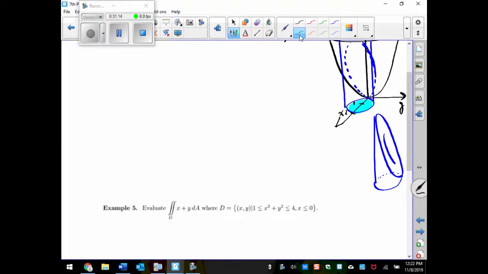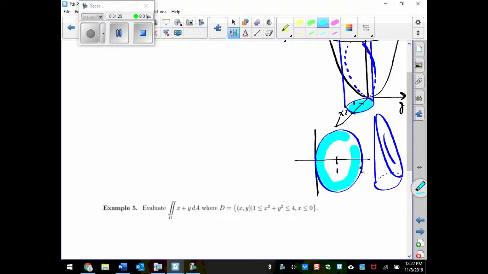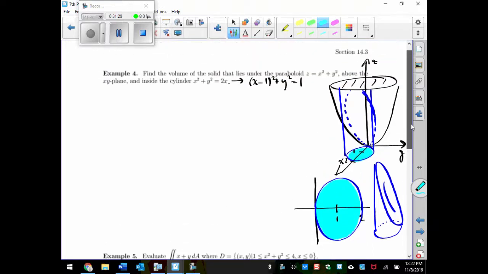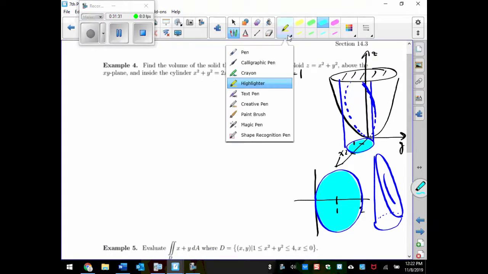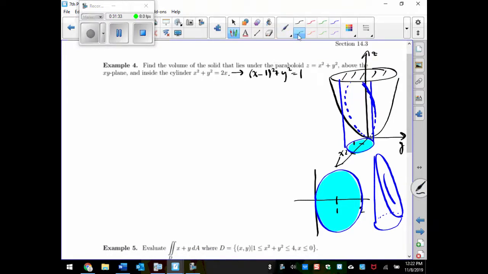Let's sketch the region in the XY plane. It's a circle of radius 1, and here is the region R. Okay, great. So if we convert this to polar coordinates, so let's convert this equation to polar coordinates.